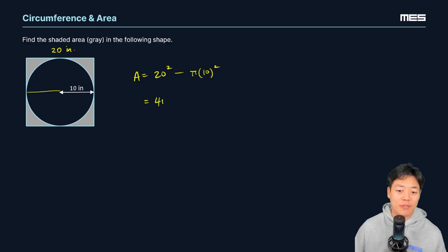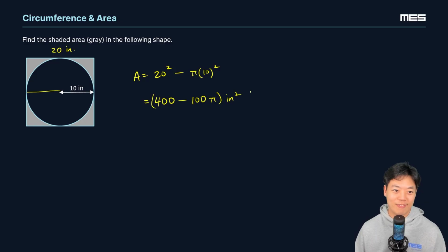20 squared will give us 400 minus 10 squared is 100 times the pi gives us 100 pi. And all that will be in inches squared, just like that.